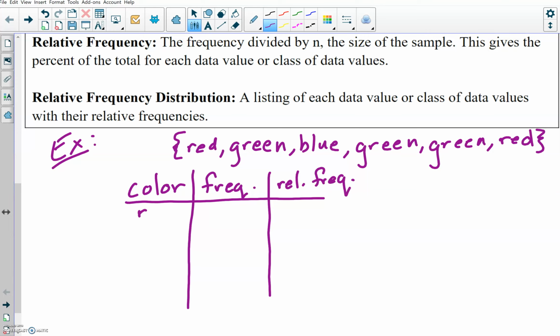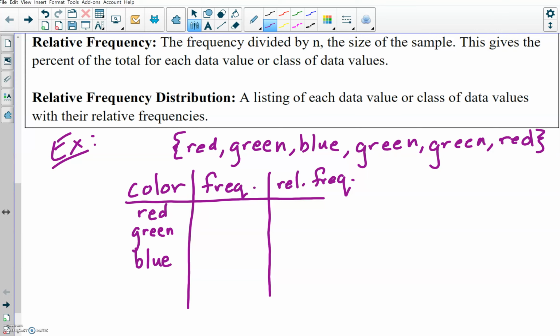And then the colors, you just kind of list them here. You can put them in alphabetical if you want, or if you got an order you prefer. I'm just going to put them as I see them. So red came first in the set, green, and then blue. And you only need to list each one time, because the frequency is going to take care of telling you how many times each one showed up.